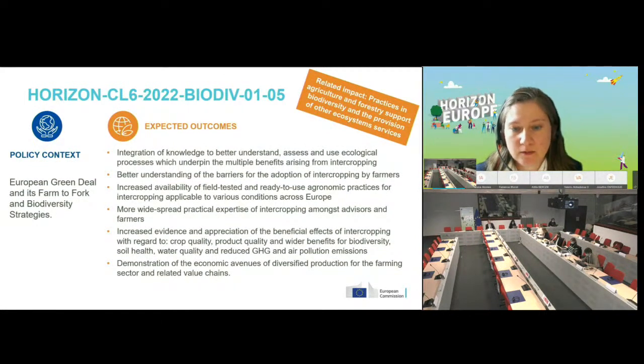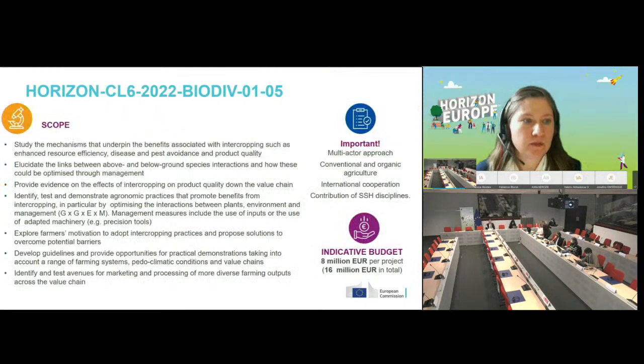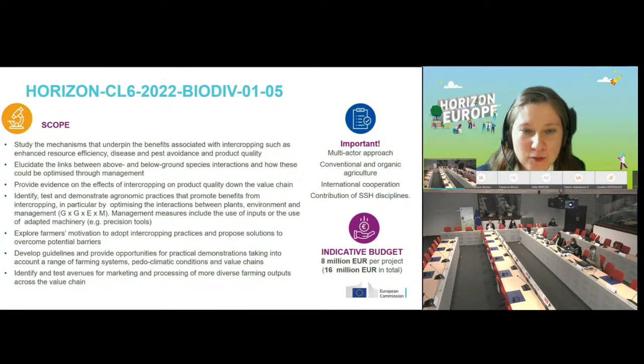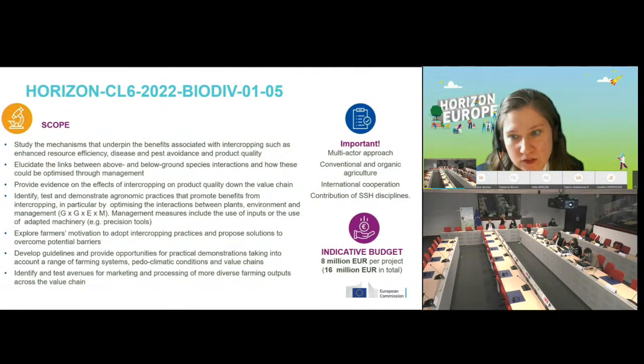If we can go to the next slide, I will briefly mention the scope of the topic. It's quite dense, the slide. Apologies for that, but I will highlight a few points. The proposal should study the mechanisms that support the benefits associated with intercropping and clarify the links between above and below ground species interaction and how this could be optimized through management. Regarding management, we seek to identify, test, and demonstrate the agronomic practices that promote benefits from intercropping, in particular by optimizing the interaction between plants, environment, and management.